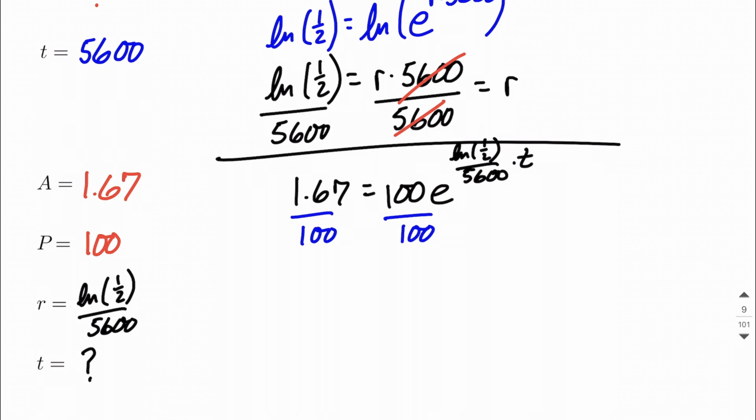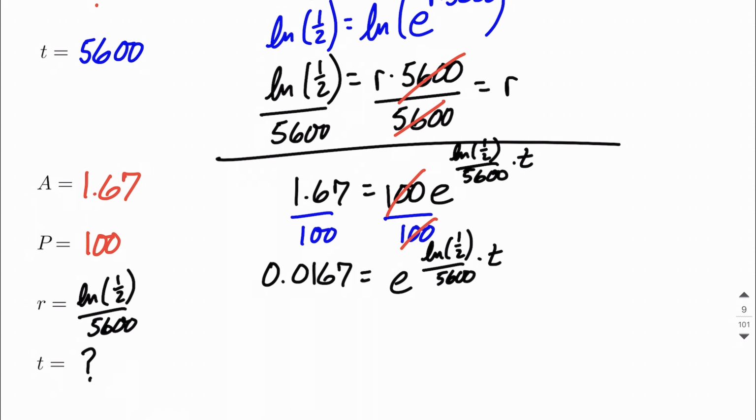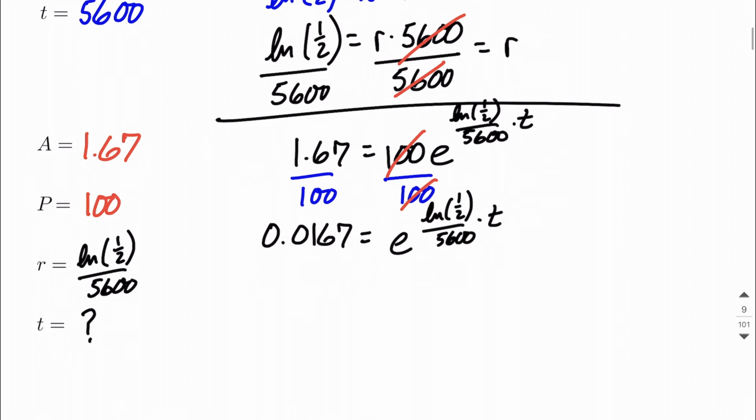In doing so, that's going to move the decimal place over two places to the left on the left-hand side, so 0.0167. On the right-hand side, these 100s are gone, multiplying and dividing by the same thing. We're going to be left with e raised to that natural log of 1/2 divided by 5,600, that's all up in the exponent, as is the times t. Pretty similarly to the first one, what we're going to do next is use a natural log on both sides because our base is e.